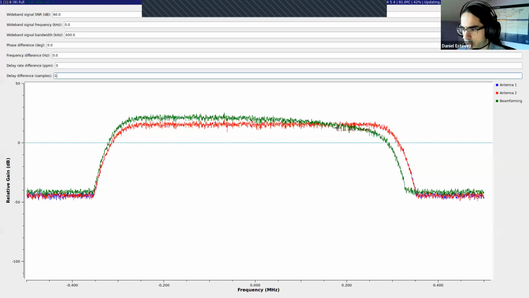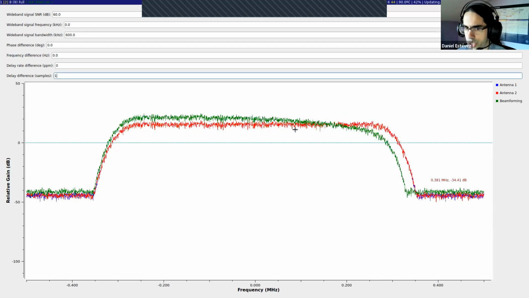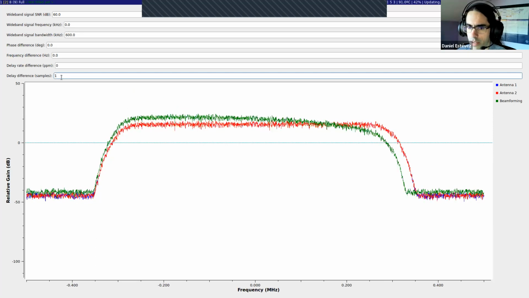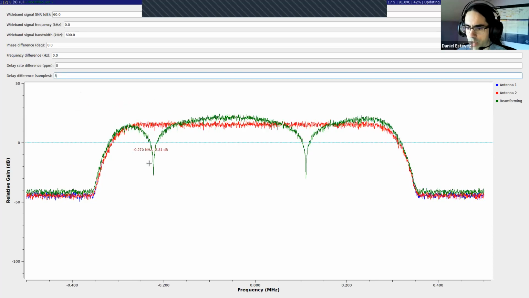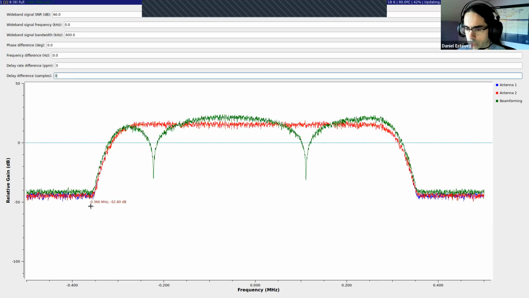We see that at some part of the spectrum, the signal is decreasing. At some other part of the spectrum, the signal is increasing. And maybe this will become more clear if I increase this number. So for example, 3 samples. I have a notch here. This is called a notch or a null.